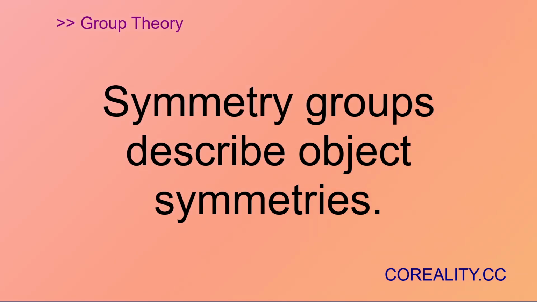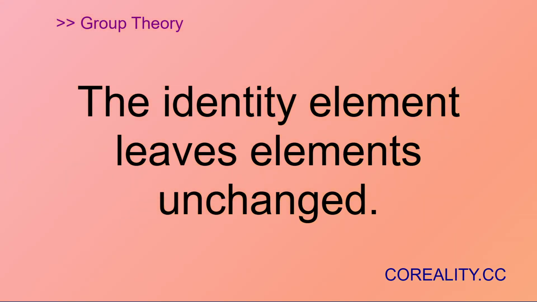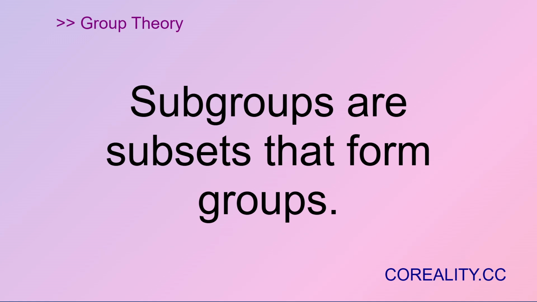Symmetry groups describe object symmetries. The identity element leaves elements unchanged. Subgroups are subsets that form groups.